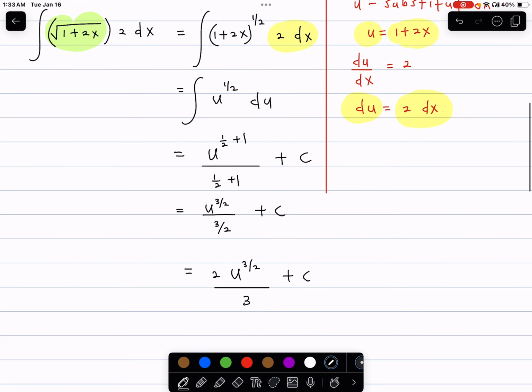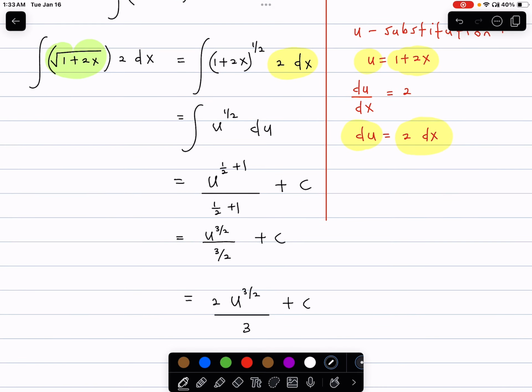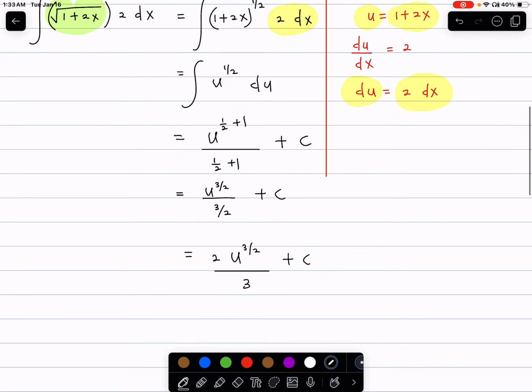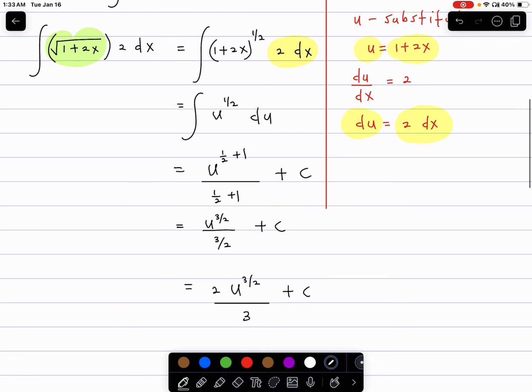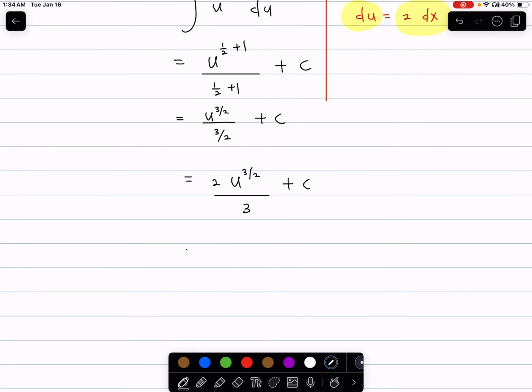But recall that there was no u in the problem. I named 1 plus 2x u, right? So my u is actually 1 plus 2x. So instead of having u, I can have 2 times (1 plus 2x) to the power of 3/2, all divided by 3, plus c, and this is going to be the solution.